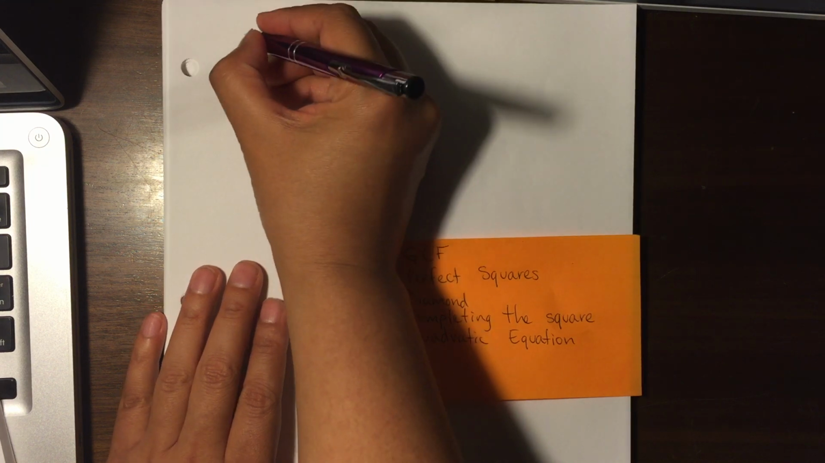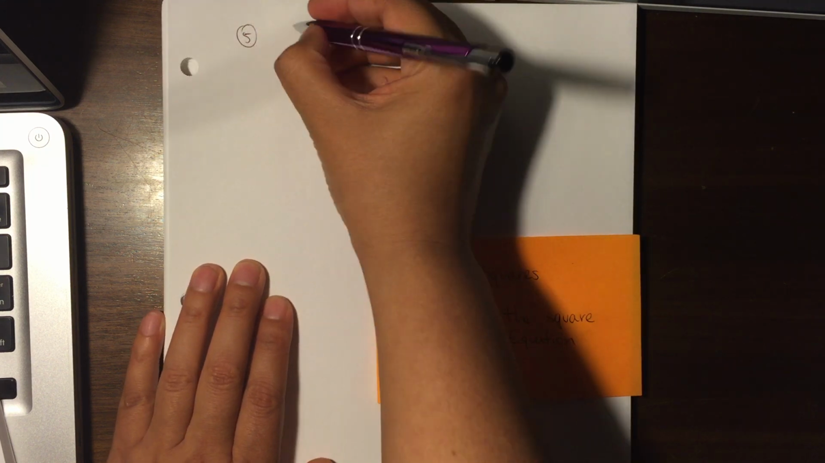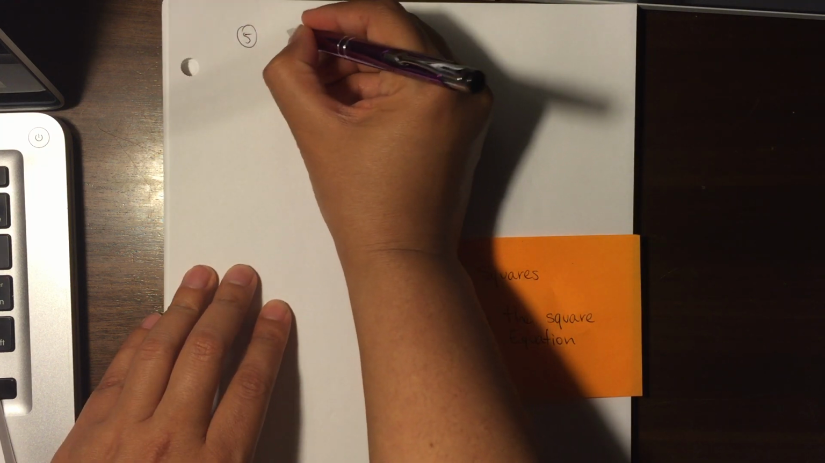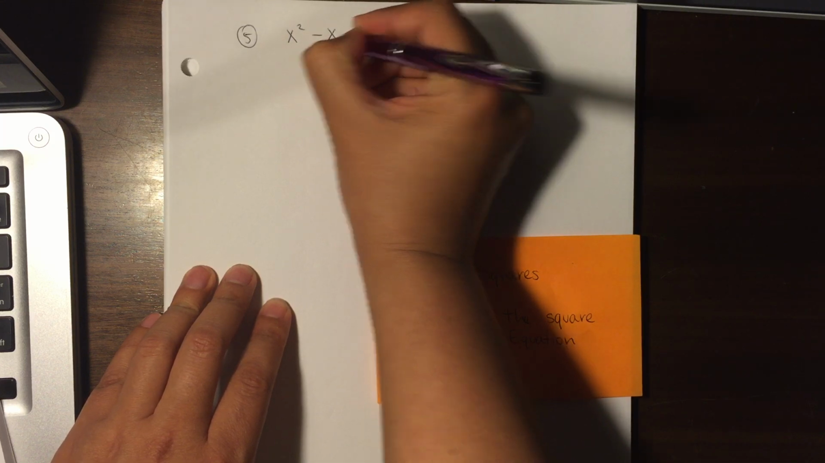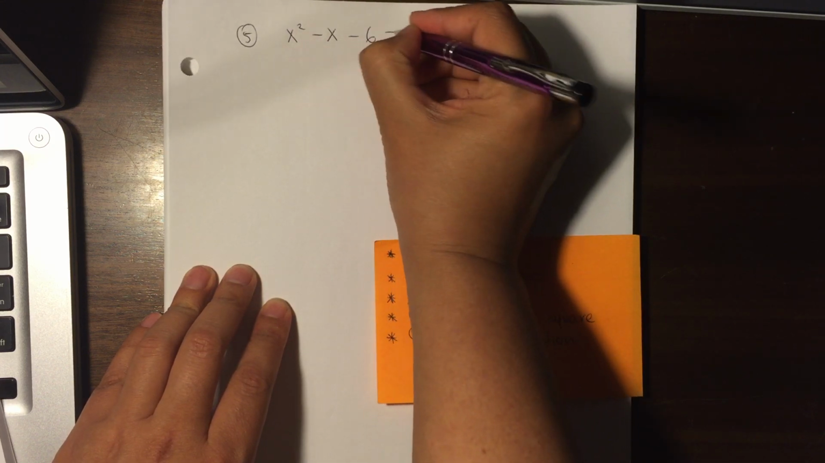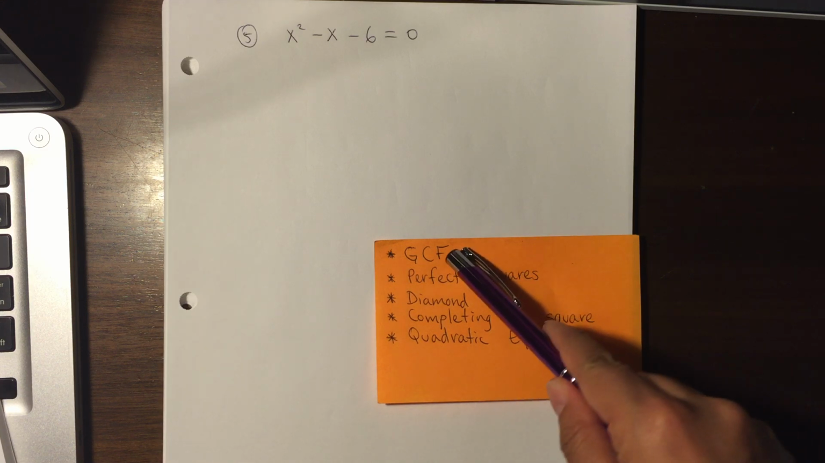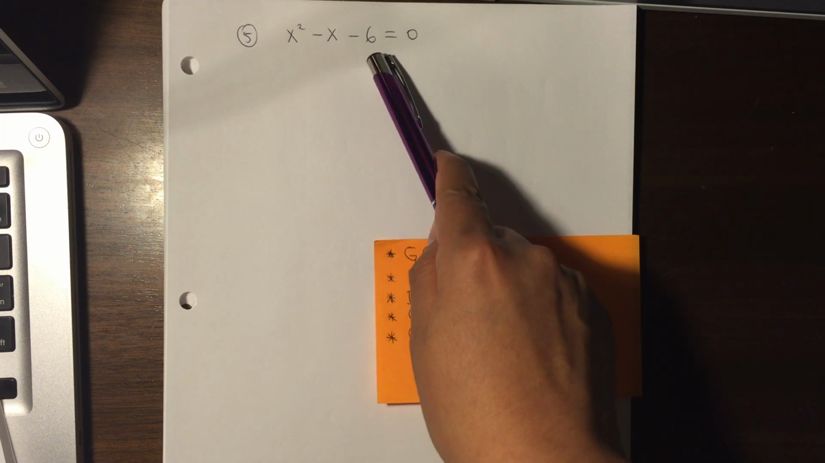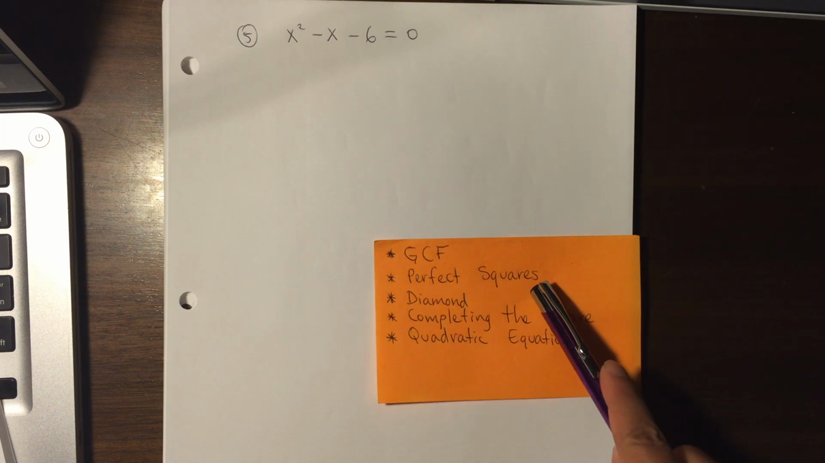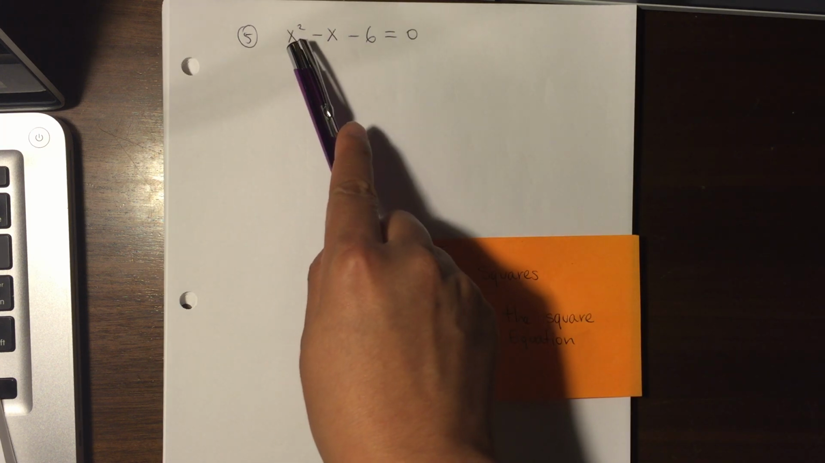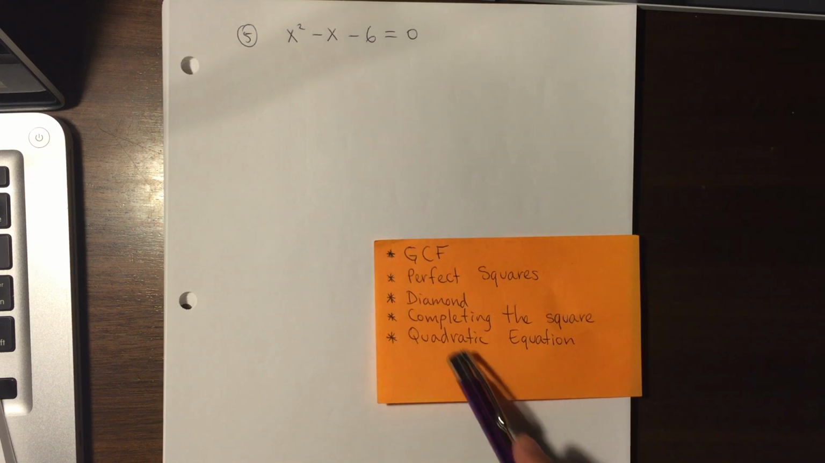And number 5, it's going to be x squared minus x minus 6 is equals to 0. And so, does it have a greatest common factor for all three? No. Is it a perfect square, perfect square? This one is a perfect square, but this one is not.